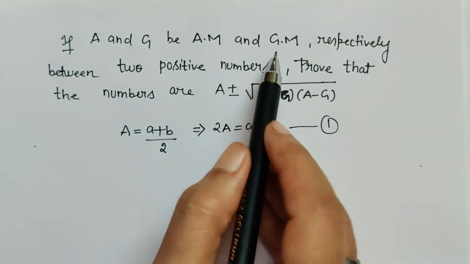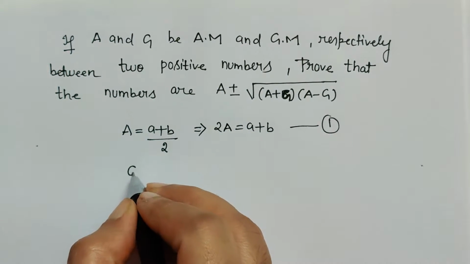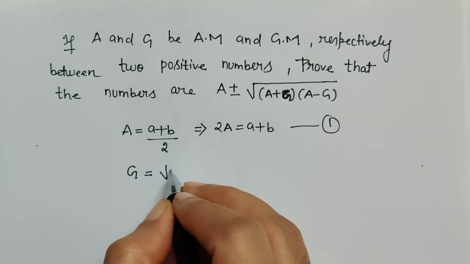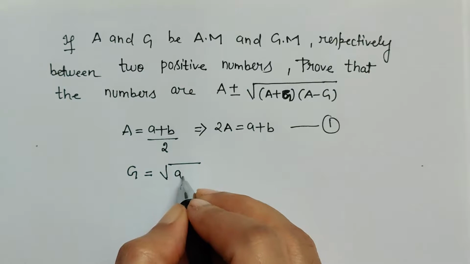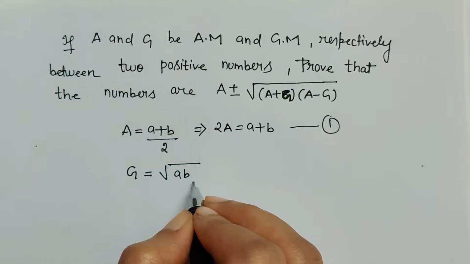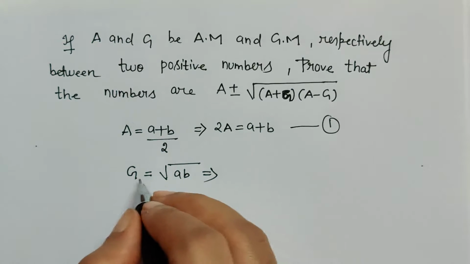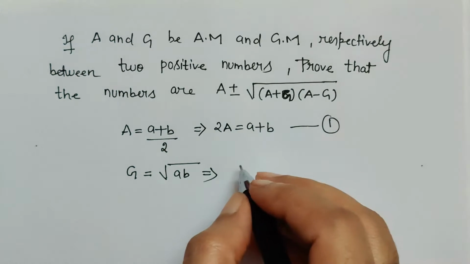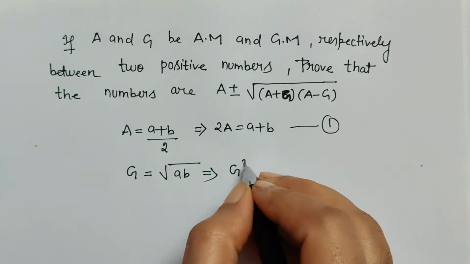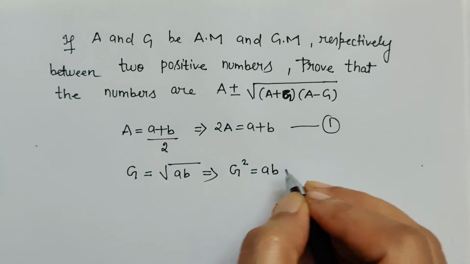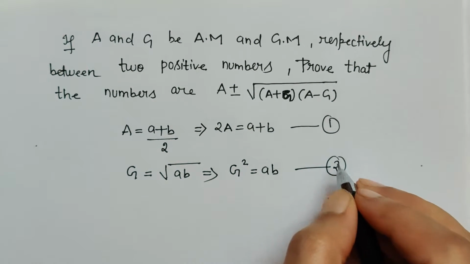Now G is the geometric mean. Again we have this formula: when G is the geometric mean of two numbers a and b, it is given by G is equal to under root ab. If I want to remove this square root, we can square it on both sides so that the root is removed. So this will be G square is equal to ab. Let us say this is my equation 2.